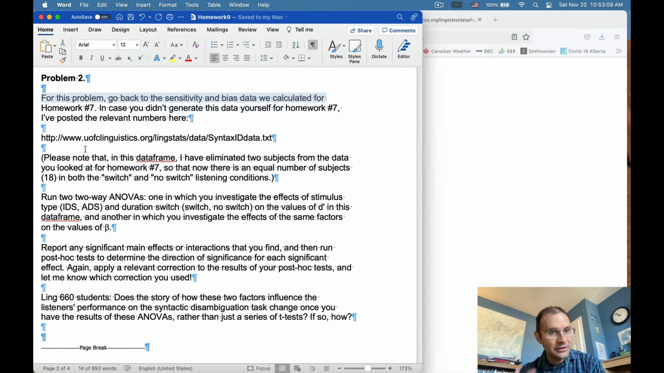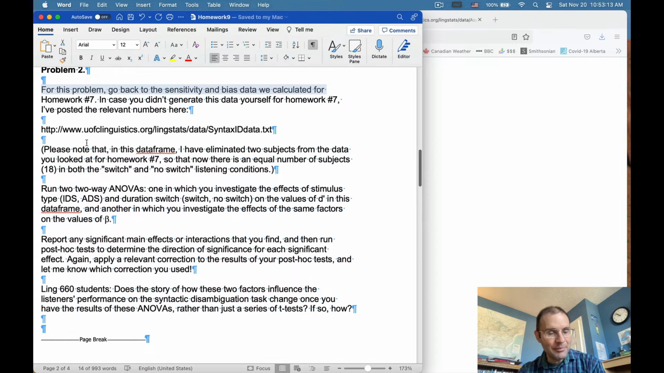Right, so I've generated those for you here, so you don't have to go through that part of the process again. But also please note that in this data frame, I've eliminated 2 subjects from the data you looked at before. So now there is an equal number of subjects in both the switch and no switch listening conditions, and there's 18 overall in these groups.